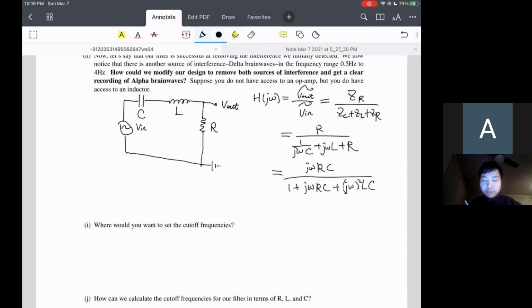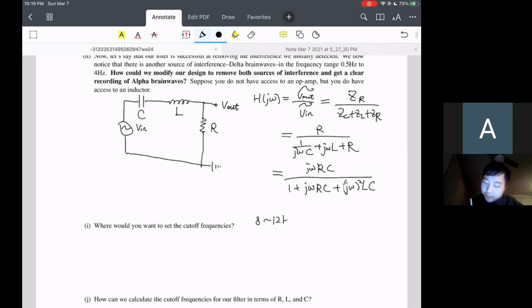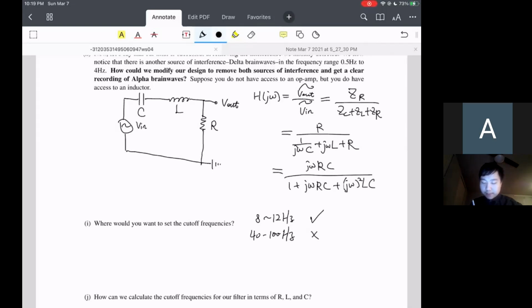So after part I, where would we want to set the cutoff frequencies? Okay, so currently we want to capture the alpha brainwaves running at 8 to 12 hertz. That's something we want to keep. There are two kinds of signals that we want to attenuate. First is the gamma brainwaves from 40 to 100 hertz. The second type of input that we want to attenuate is delta brainwaves in a frequency range of 0.5 to 4 hertz. That I also want to get thrown away.